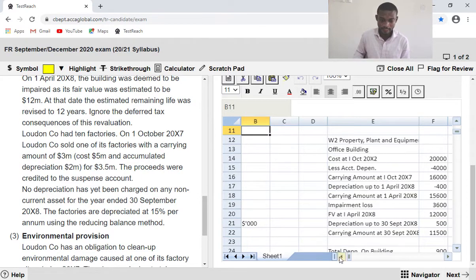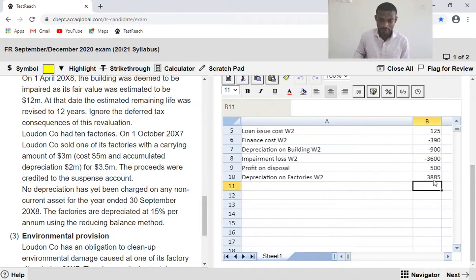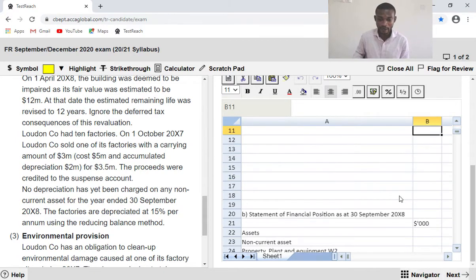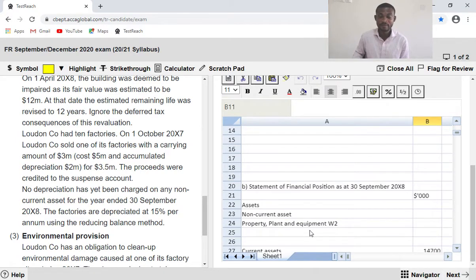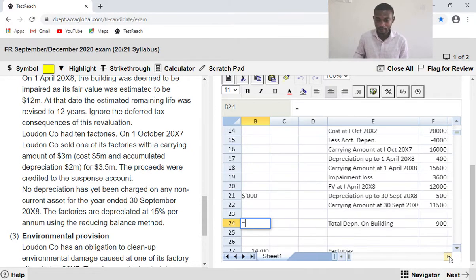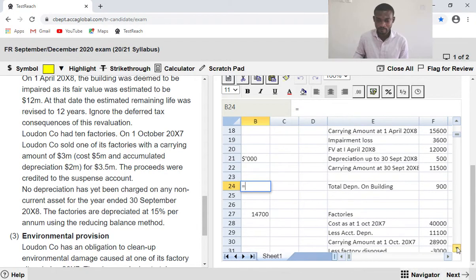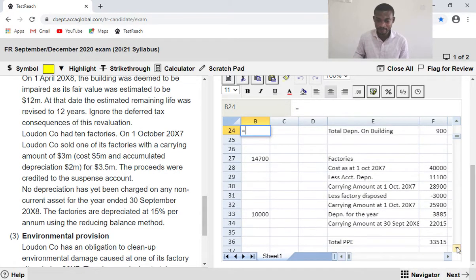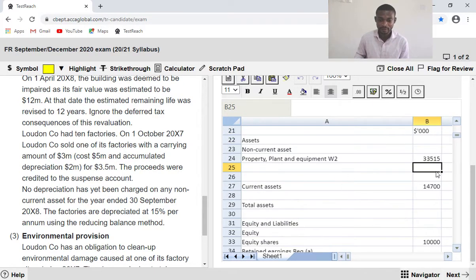So when I come back, what I want to do again is to open it up again, double click on it, and remember that it's an expense. I'll negate it. There you have it. Then I'll go to the statement of financial position and say PPE. Here you are. It's equal to, I'll go to the workings again and bring this total figure. There you have it. So I have my PPE here.